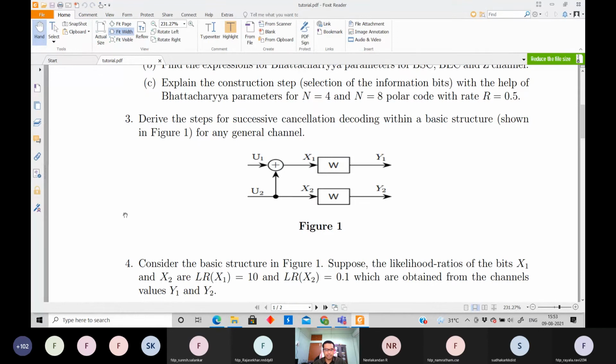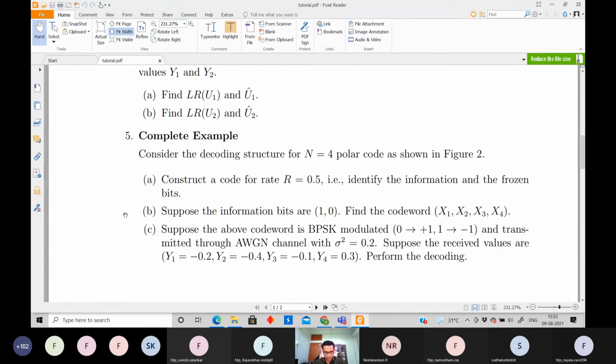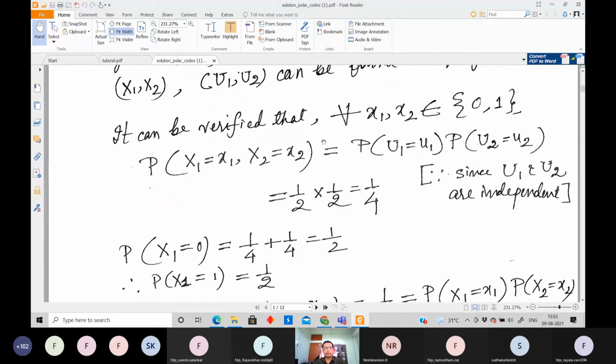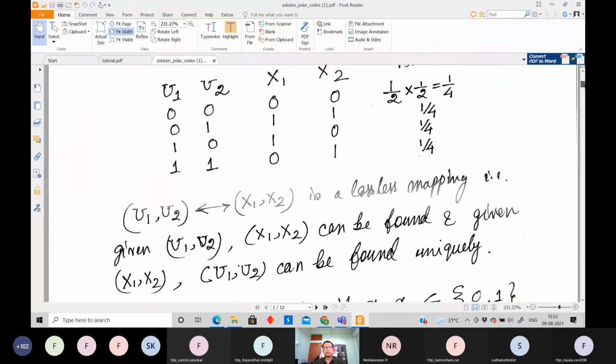For BEC, I have already explained this part. The fourth question is to find the decoding steps using likelihood ratio values. And the fifth question is about the complete example, where specific received values are given, and given that, how to perform the decoding. The solution is also there, so it will be easy for you to understand.